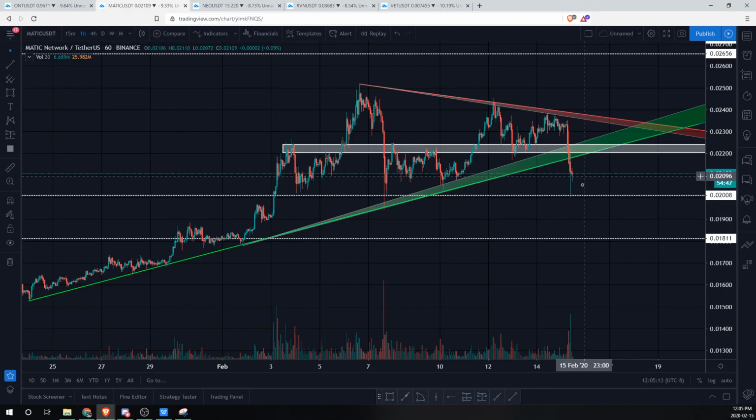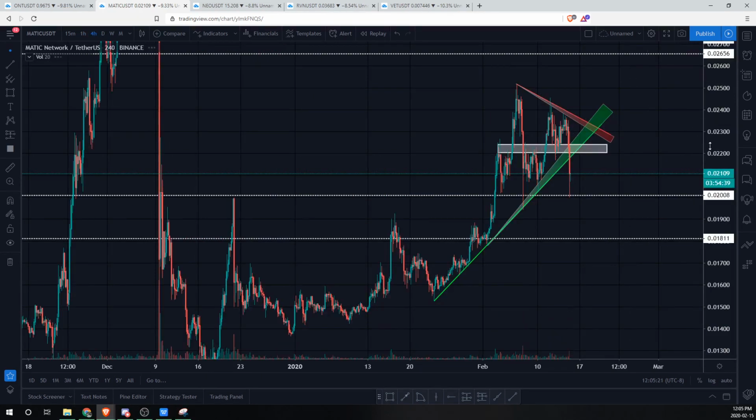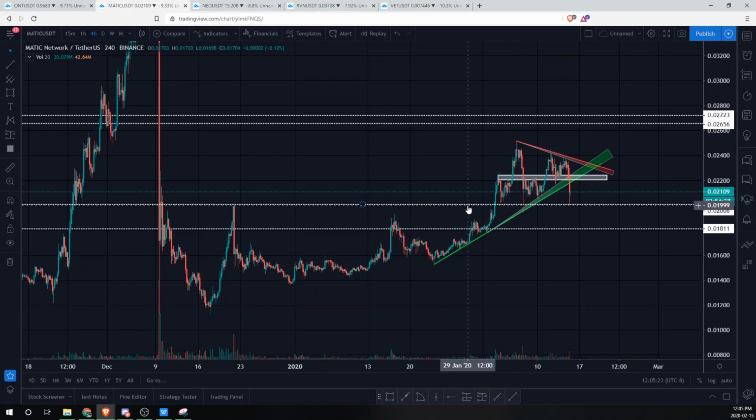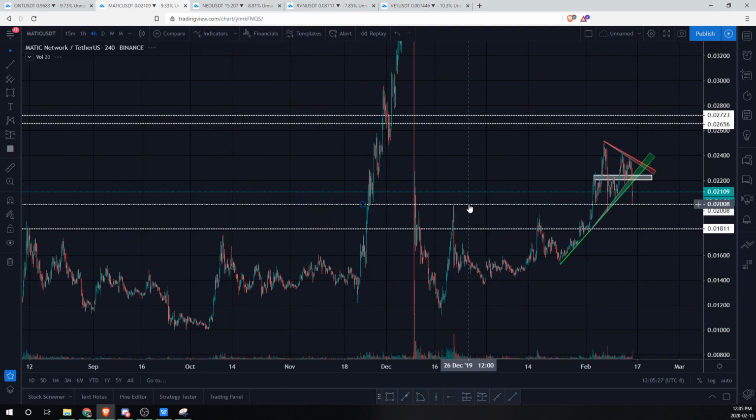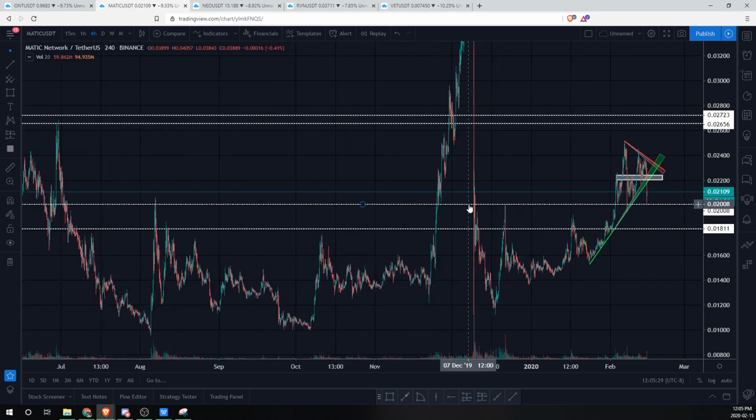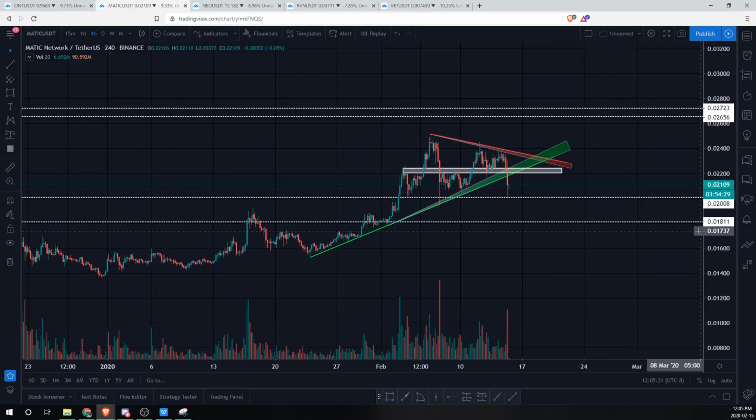But at this point in time, we don't have the price where we really want it, so we're not really going to be taking any action. So that's the structure that we see on MATIC right now. Still above that key level of support, which is around, let's say, 0.02, a round number that we could see as a key and nice level of support that we could see the price hold above.